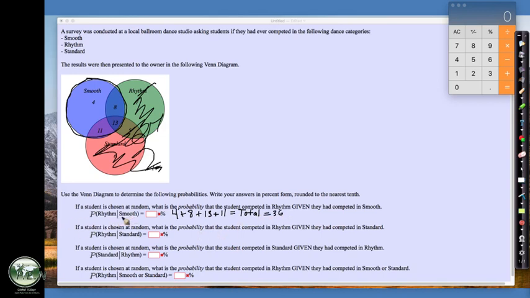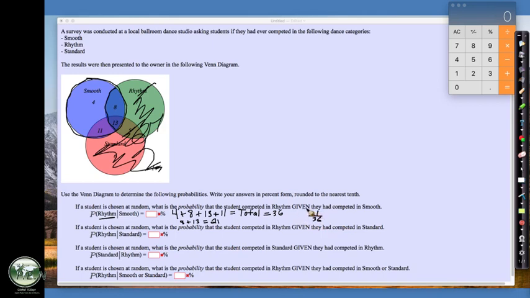And now, given that we're in the smooth circle, how many of those have also done rhythm? The ones that have also done rhythm are in this overlapping area here, the 8 and the 13. So they've done smooth, they're from the smooth group, but they have also done rhythm. So that's 8 plus 13, which gives us 21. So our correct answer should be, the probability is 21 out of 36.